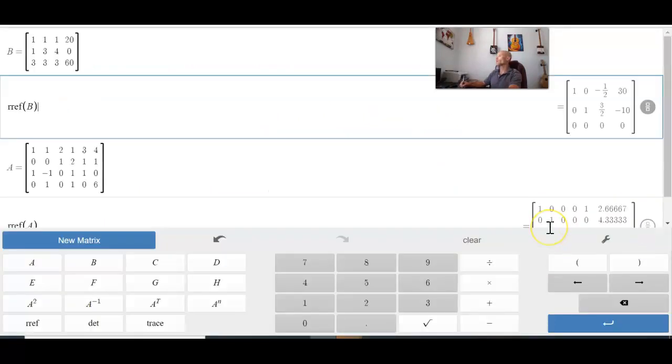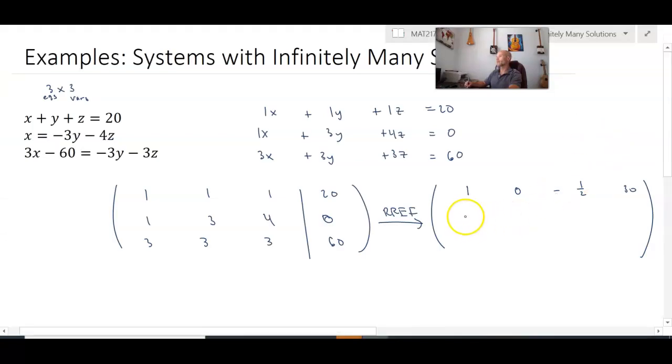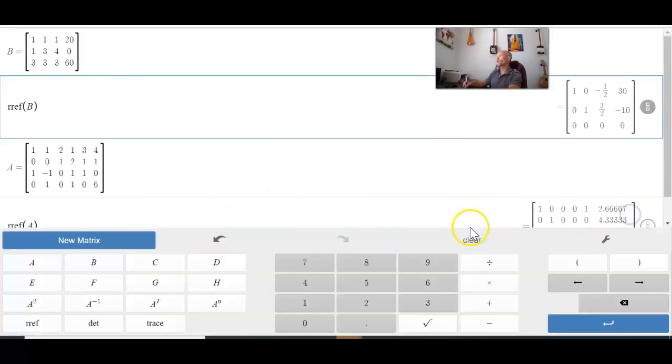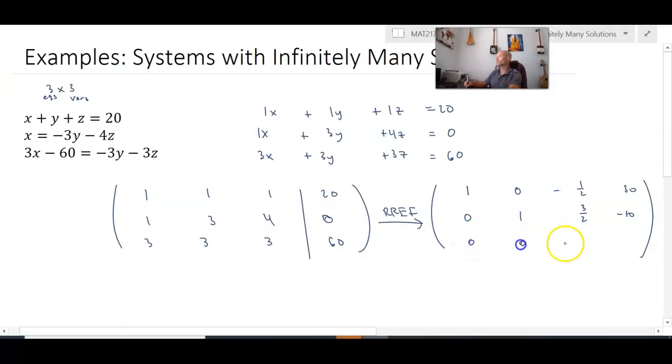For our second row, we get 0, 1, 3 halves, negative 10. And for the third row, we get zeros. Now, do not judge the matrix by a row of zeros, because there are circumstances where there will still be just a unique solution. Read the equations off row by row until you get very comfortable with this process, to where you might be able to see right away why there is 0, 1, or infinitely many solutions.